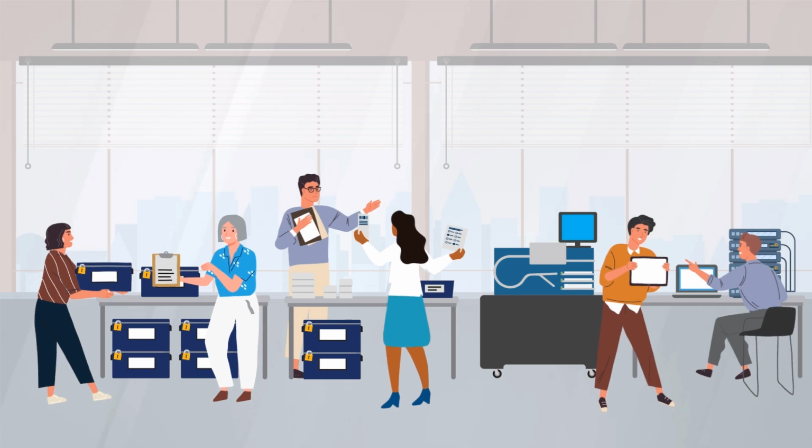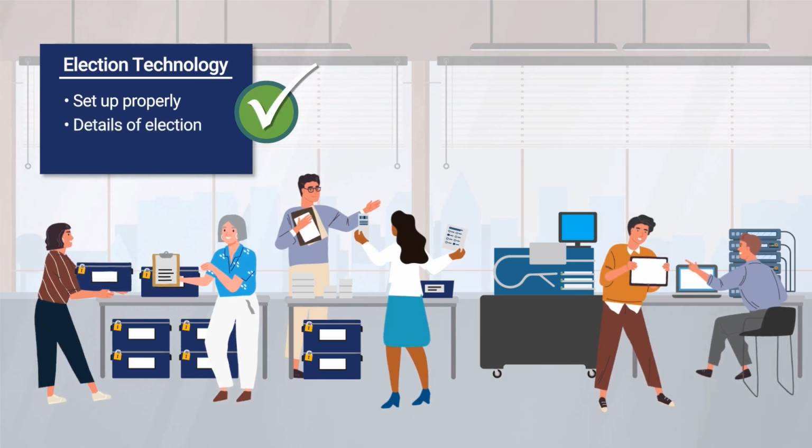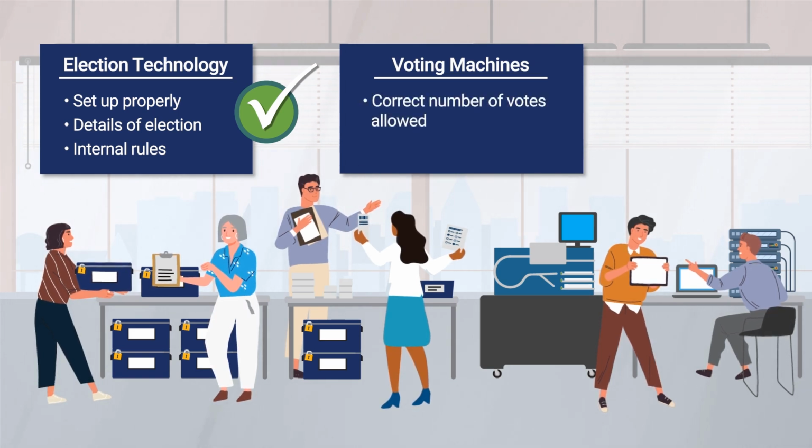The logic component checks that election technology has been set up properly, both with the details of the particular election as well as the internal rules that govern how the system behaves. For example, L&A testing can check that voting machines only allow one valid vote in contests where there can only be one winner, or that the correct list of candidates is shown for each contest.